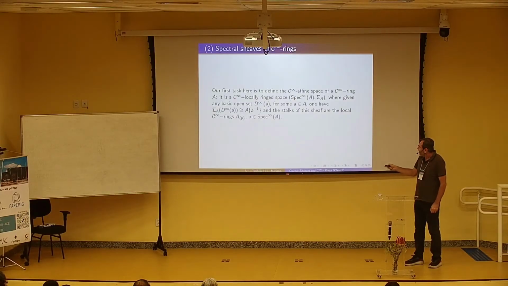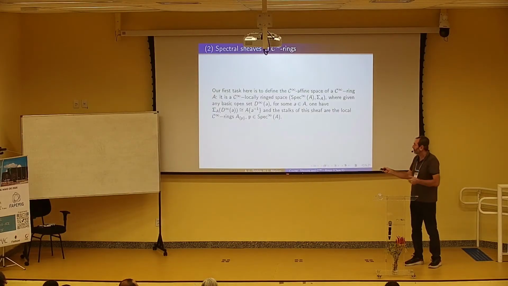Bem, muito bem. Esse pré-feixe, a gente depois mostra que isso é um pré-feixe, tem fibras exatamente as localizações do anel sem infinito no ideal primo radical P, ou seja, você vai inverter todo mundo que não está em P.